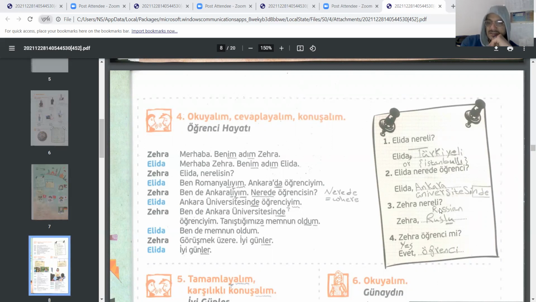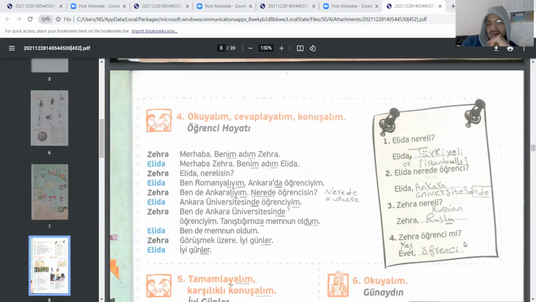Zahra nereli? Russian. Russian means the country's name. But how can I say Zahra is from Russia or a Russian citizen? Zahra Ruslu. I just put L and the appropriate vowel letter, like I said before.